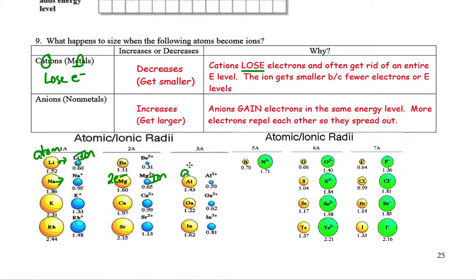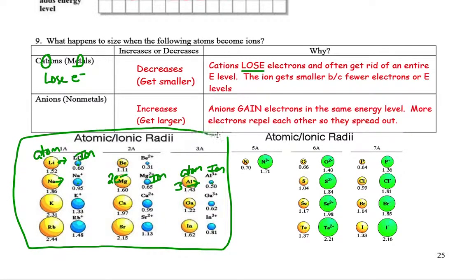Here's aluminum atom. Aluminum gives away 3 electrons. There goes 3 electrons, and now it becomes an ion. And the ion's really small because it lost 3 electrons. So these in green, the ones that I circled or squared in green, these are all your cations. These are your metals. These guys all lose electrons, so the ion gets smaller.